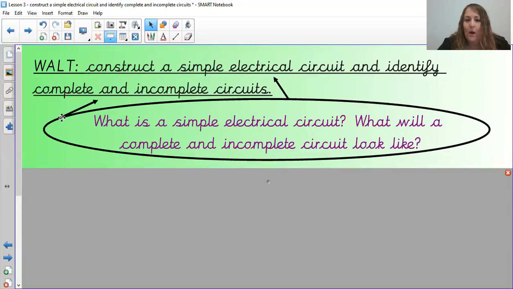So, do you know what a simple electrical circuit is? That's my first question for you today. What do you think they will look like? What do you think an incomplete one will look like? What do you think a complete circuit will look like? Okay, these are questions for you to think of at the moment. I don't expect you to know the answer.